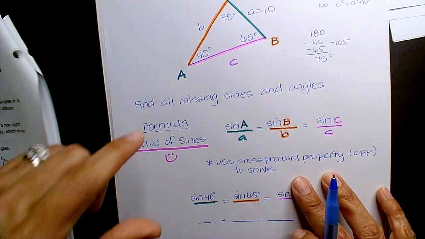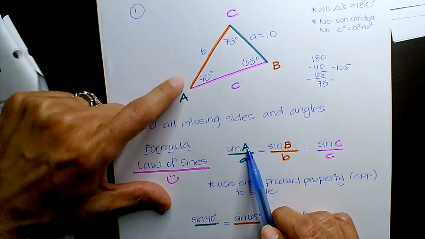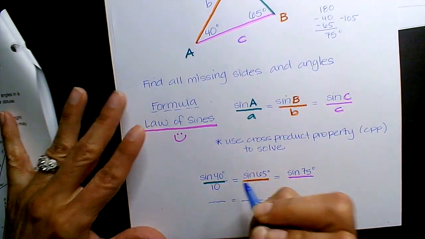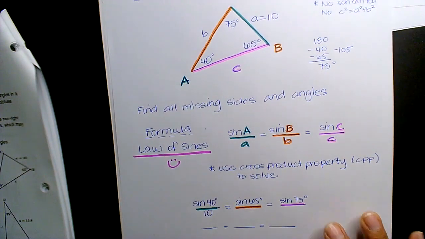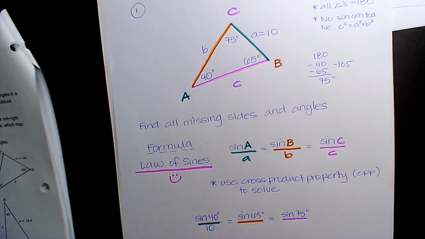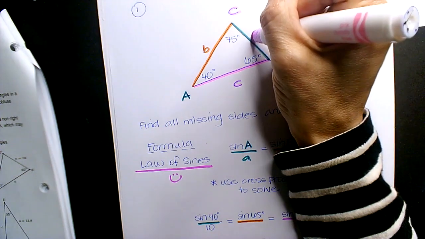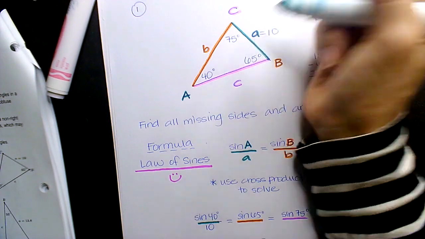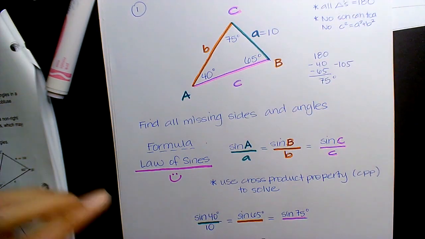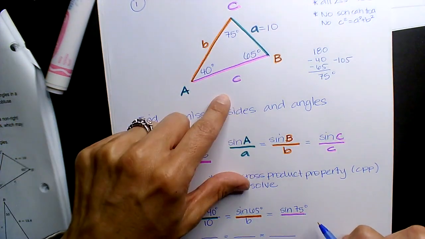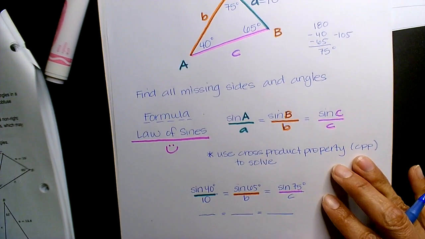So if this is my angle A, or sine of 40 degrees, the opposite side is A, and they give me 10, so I'm going to substitute 10 there. B I don't know, C I don't know. I just realized I didn't color this. Let's just be uniform. It's teal, sorry. So that's 10, orange is B, and C.